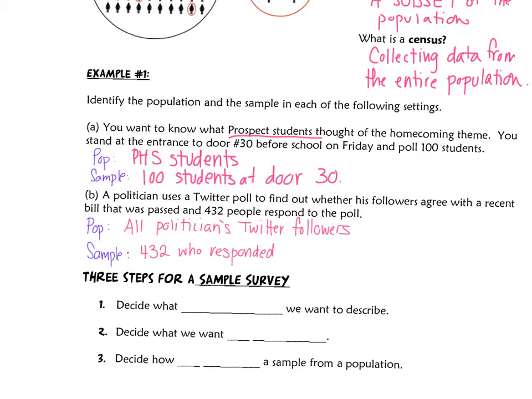All right, so the question said, a politician uses a Twitter poll to find out whether his followers agree with the recent bill that was passed, and 432 people responded to the poll. The population here would be all of his Twitter followers, and then the sample would be the 432 who responded.